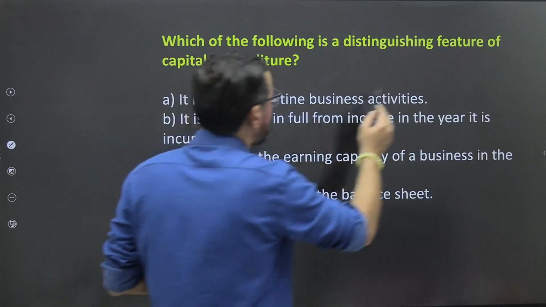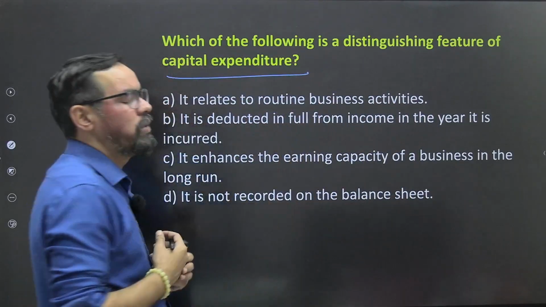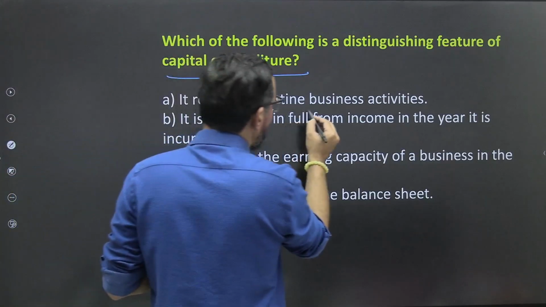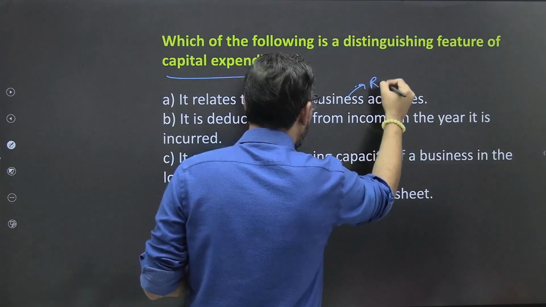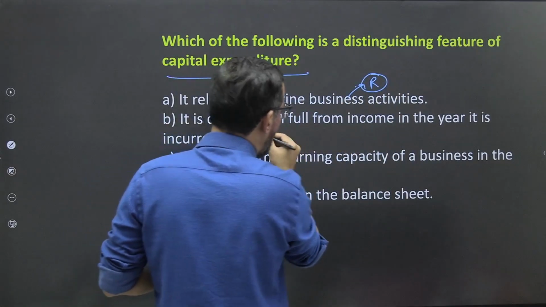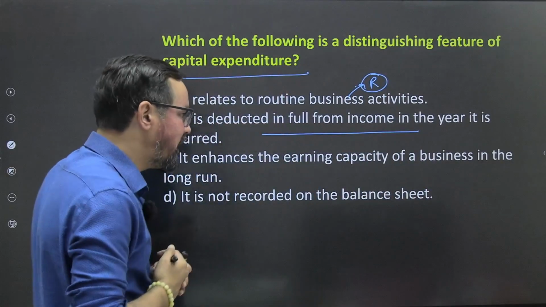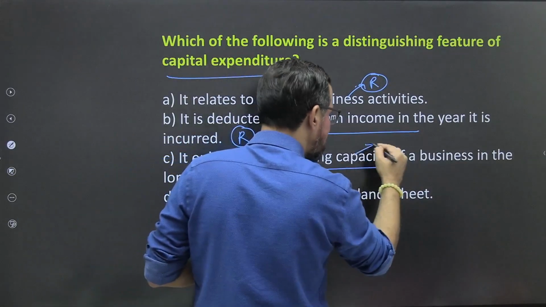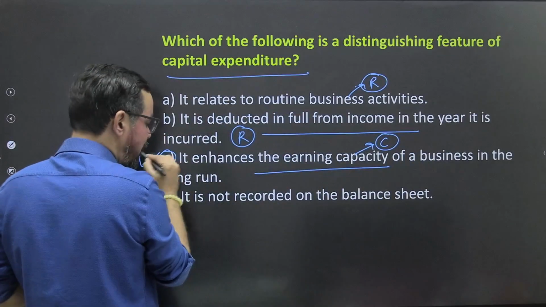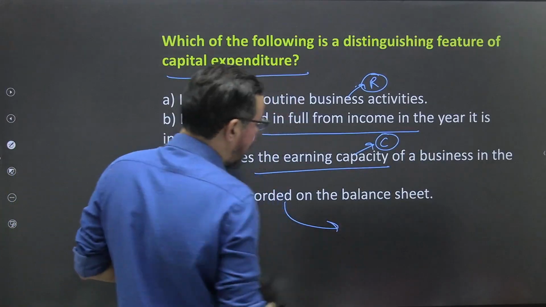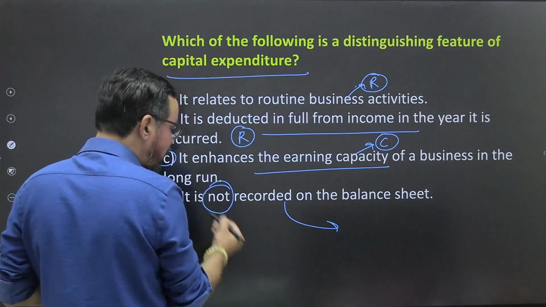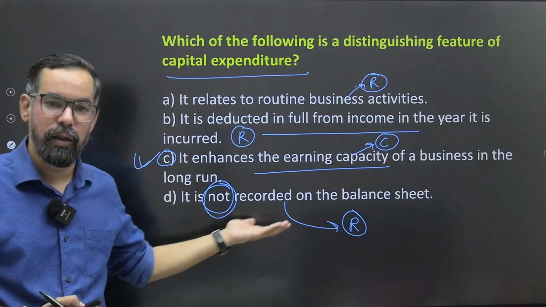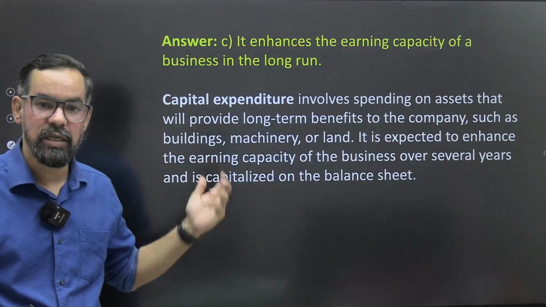Which of the following distinguishing features of capital expenditure, that means which of the following statements is true about capital expenditure. It relates to routine business activities. This is something related to revenue. It is deducted in full from the income in the year incurred. It is again revenue. It enhances the earning capacity. This is capital, so this will be the right answer. It is recorded in the balance sheet. This is also okay. It is not recorded in the balance sheet. That means it is a revenue one. Revenue items are generally part of the profit and loss account. So C will be the correct answer for this particular one.